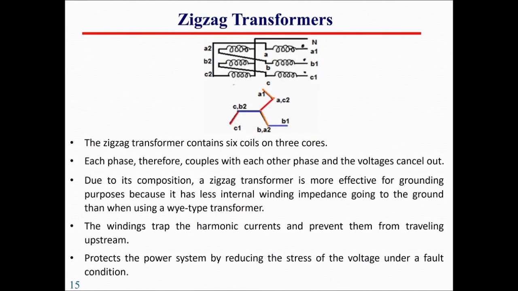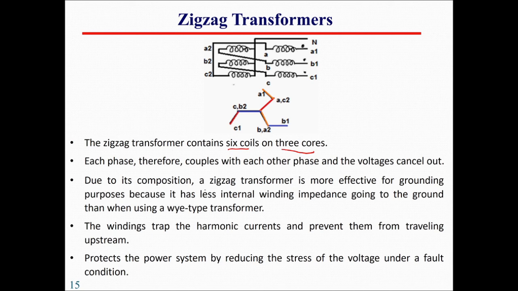Okay, so this is the zigzag transformer. This is how it looks like. Okay, so zigzag transformer contains 6 coils on 3 cores. So we have 3 cores, we have 6 coils. Each phase is coupled with each other phase. Okay, so phase A will be coupled to phase C, phase D will be coupled to phase A, phase C will be coupled to phase B, and so on. So as a result, the voltage induced will be cancelled.